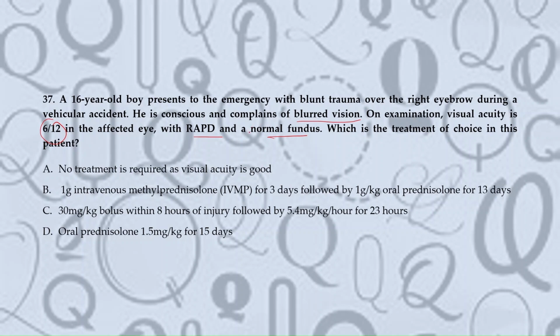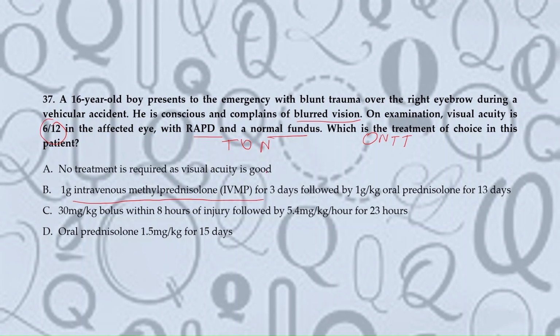So what is the treatment of choice? Remember, there is no proper FDA approved treatment for traumatic optic neuropathy. We just follow the ONTT trial. In the sense, we give 3 days of intravenous methylprednisolone followed by 13 days of oral prednisolone with a short taper.